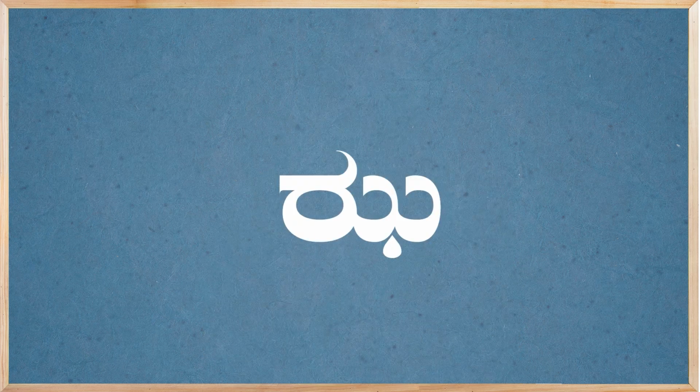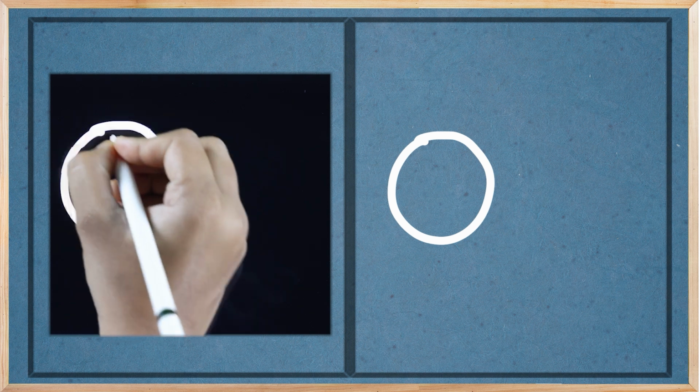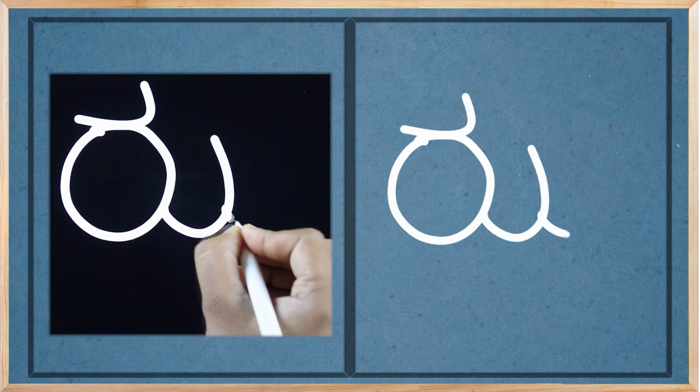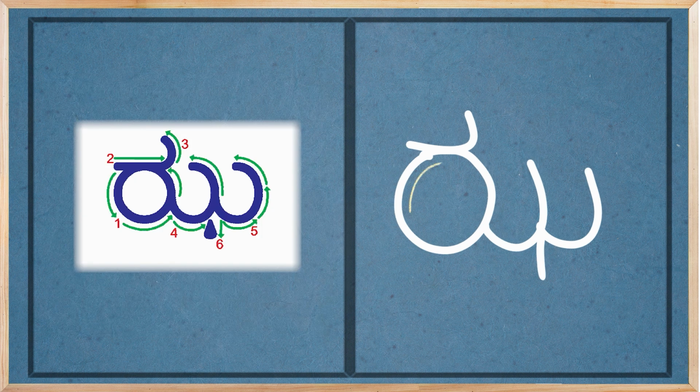For the letter Jha, start by writing Ra and then add two semicircles to the right of the Ra along the line below. Position between the two semicircles as shown by the arrows. This is pronounced as Jha in Devanagari.